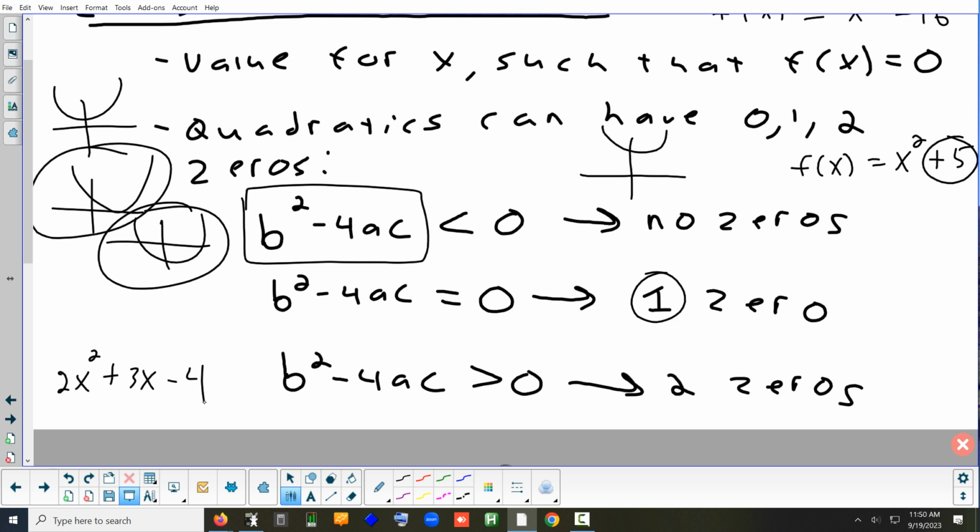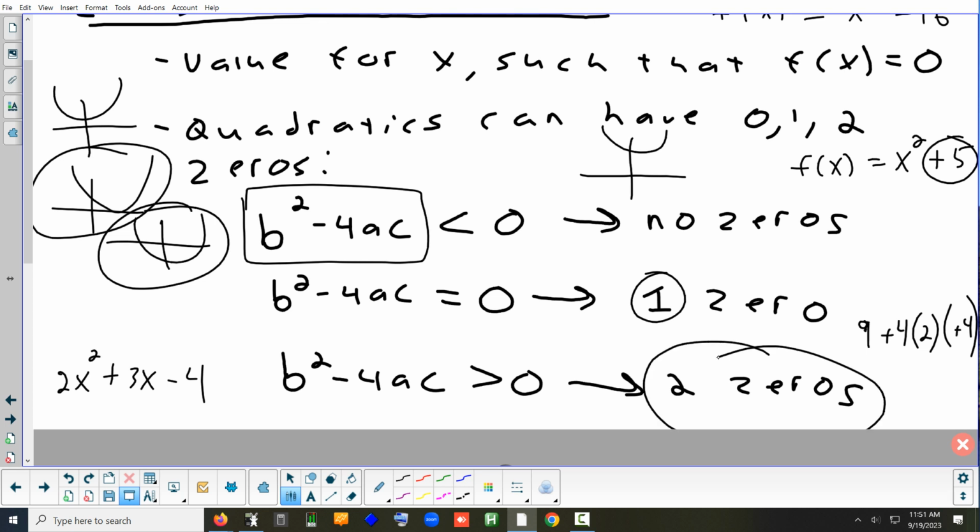What's b squared in that case? B is just a number. 2 is a. B is 3. So what's b squared? 9 minus 4 times what's a? 2. What's c? Negative 4. And then a negative minus a negative. So 9 plus 4 times 2 times 4. Well, is that going to be a positive or a negative? That's going to result in an answer that's greater than 0.